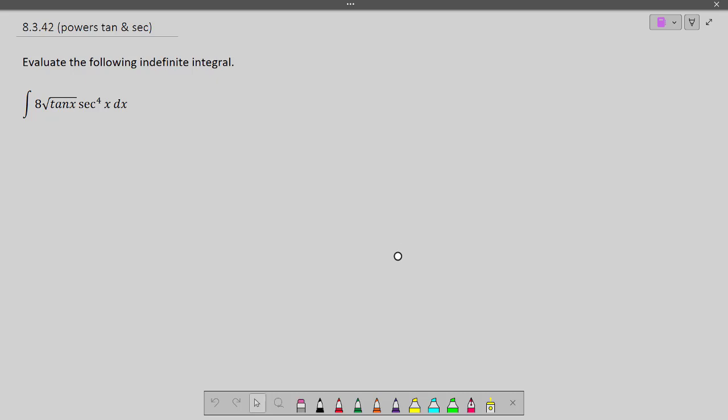All right. Feels way easier than finding the work done and emptying a tank. Trig sub. All right, here. Now we get to some of the more complicated problems on this test.